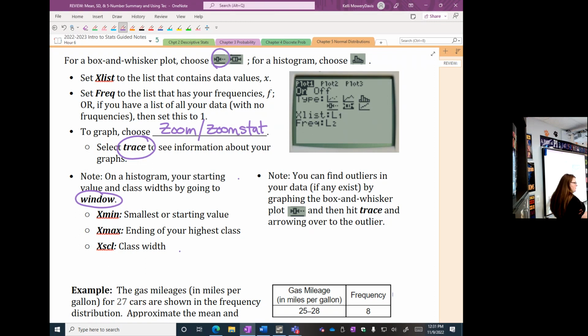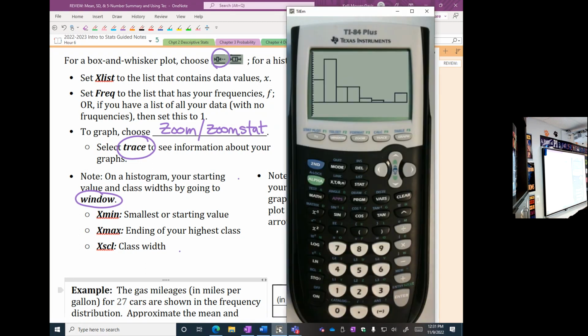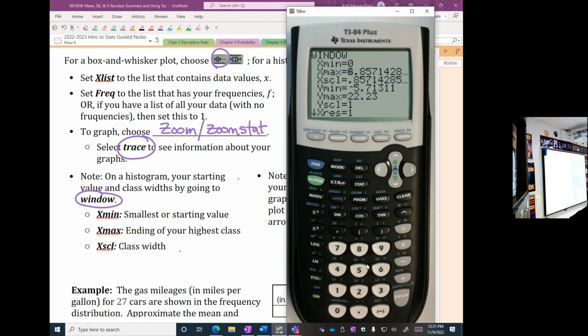Then X scale, that's where you want to set your class width. I want it to just be 1 because the difference between 0, 1, 2, 3, 4, 5, 6, 7 is 1. So I'll show you that, and then we're going to hit graph. Don't hit Zoom 9, just hit graph this time. So go to Window, 0 is fine. I'm going to set this up to 7. It has its class bin width at 0.857. That's so weird. I'm going to set it to 1. Now just hit graph. The number of bins, or the number of classes, has changed. 1, 2, 3, 4, 5, 6, 7.